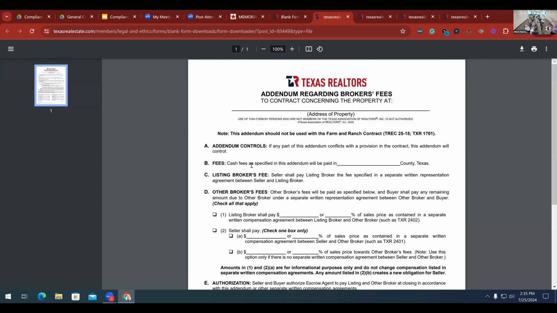Fees, cash fees as specified in this addendum will be paid. Listing broker shall pay listing. Seller shall pay listing broker the fee specified in the separate written representation of the listing agreement. Other broker fees. The listing broker shall pay X% of sales price as contained in a separate written compensation agreement between listing broker and other broker. This is when the seller has said, yes. This lets title know who's paying it.